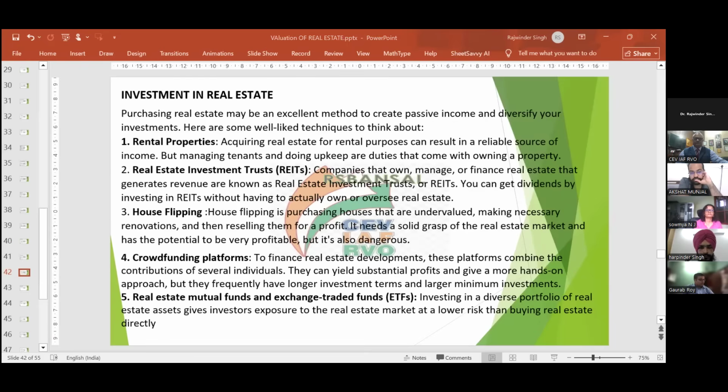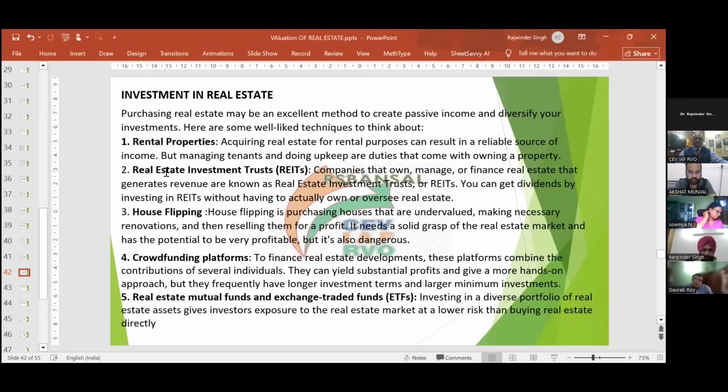So next is investment in real estate. There are different types of investment you can make in real estate. You can buy properties which can be given on rent, from where you can fetch income. These are called rental income.